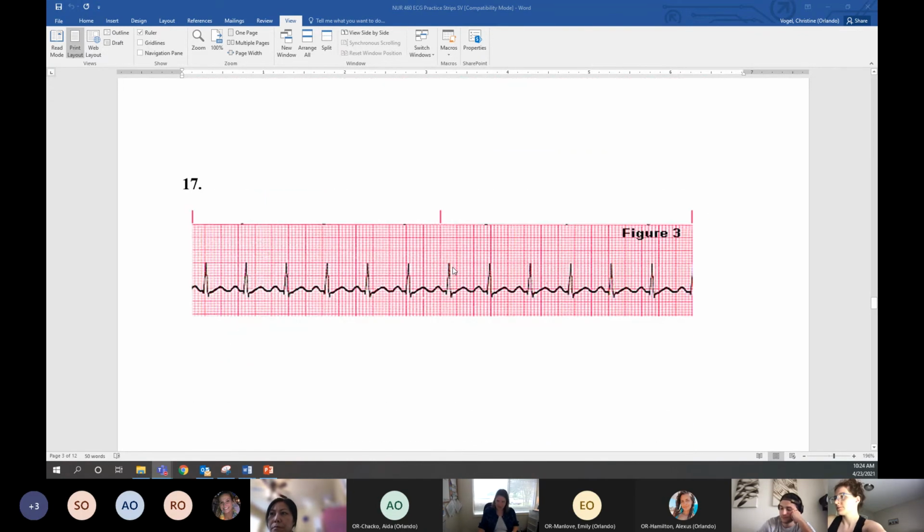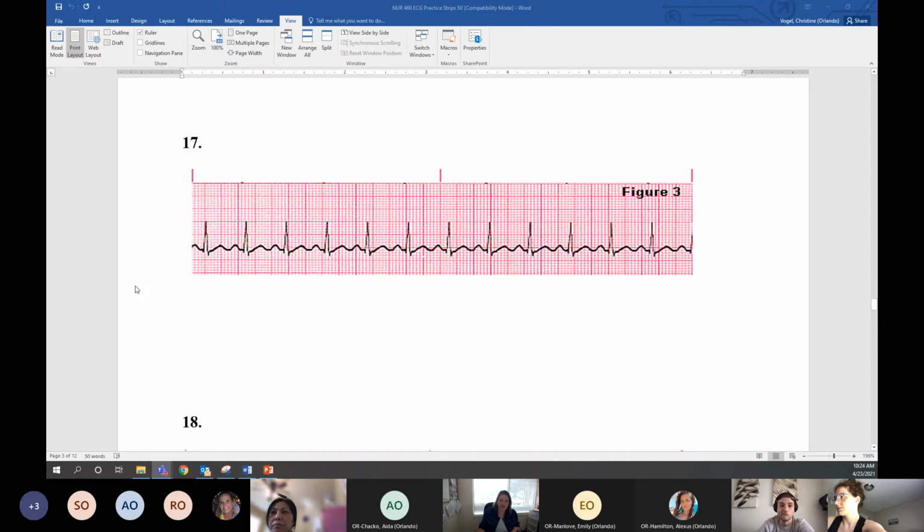Number 17. Sometimes it is what it is. Don't make it harder than it is. What do we have here? Should be sinus tach, right? It is sinus tachycardia. So we have a regular rhythm. These are equally spaced. We've got a P before every QRS all the way down. And our rate is, was it 120? 6, 7, 8, 9, 10, 11, yeah, 120-ish, okay? Sinus tachycardia.